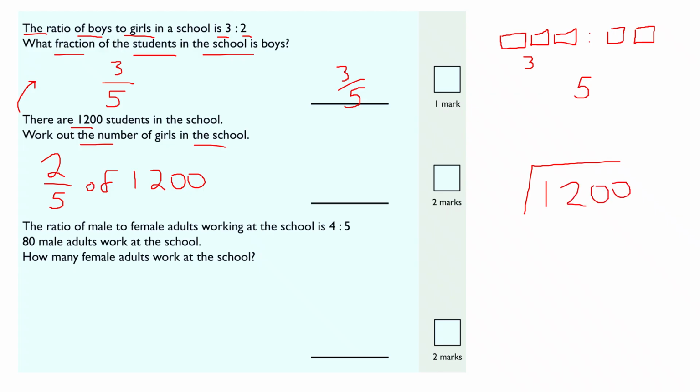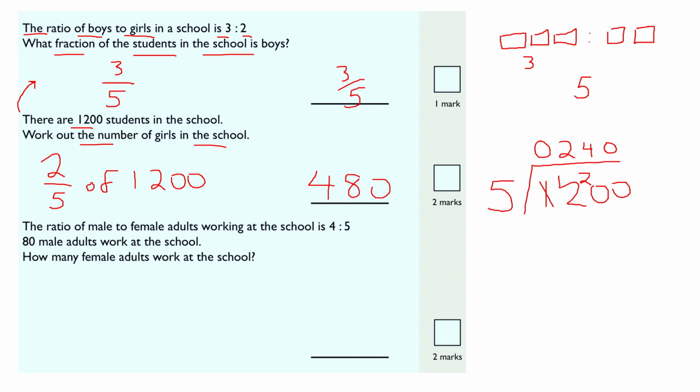So again, taking our time with this, 5s into 1 I cannot do. Cross it off, carry it forward. 5s into 12 go twice with a remainder of 2. 5s into 20 go 4 times, and then 5s into 0 go 0 times. So that works out 1/5. I'm going to times it by 2, so double this, and you get 480. So 480 as your answer.